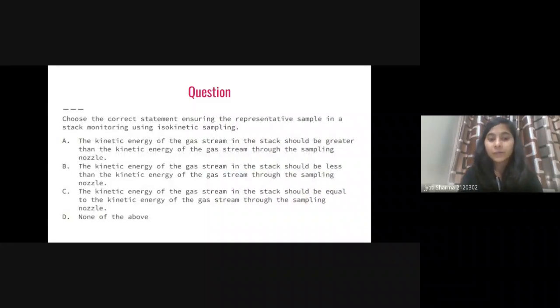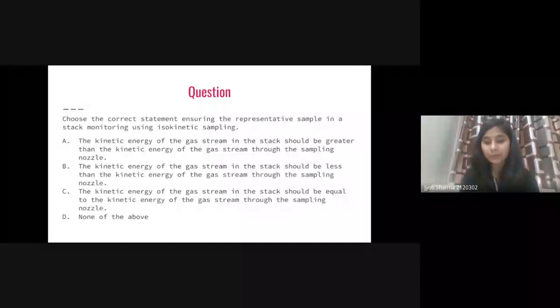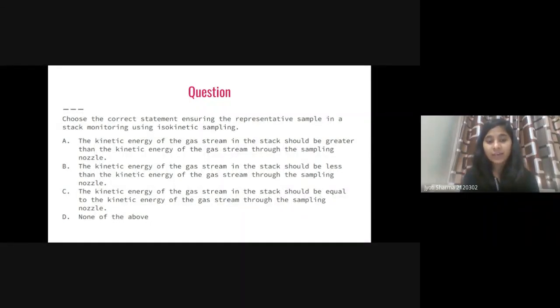Okay, so there are a few statements regarding this isokinetic sampling, and you have to tell me which statement is right. I have four options. The kinetic energy of the gas stream in the stack should be greater than the kinetic energy of the gas stream through the sampling nozzle. The second, the kinetic energy of the gas stream in the stack should be less than. Third, should be equal to the kinetic energy, and fourth is none of the above.